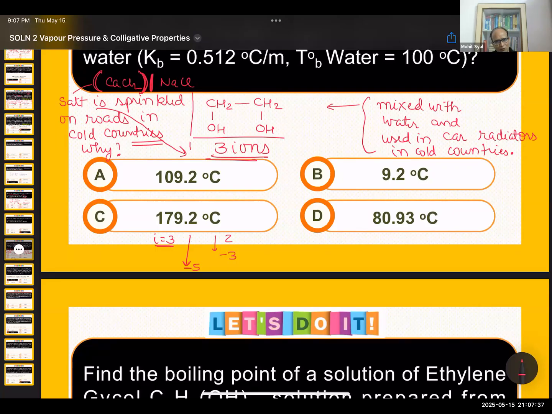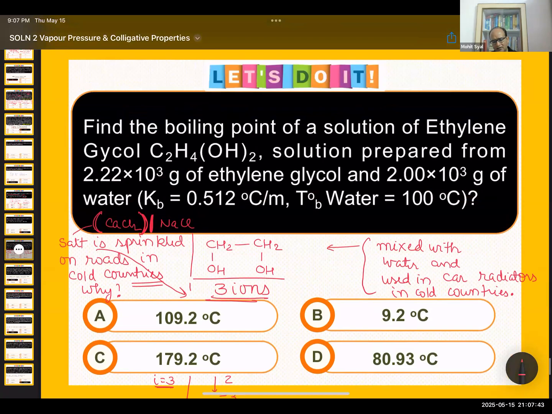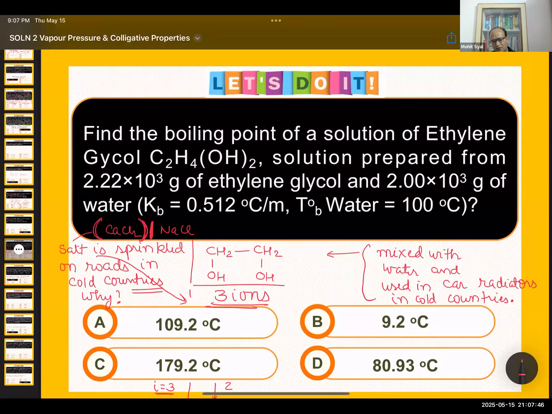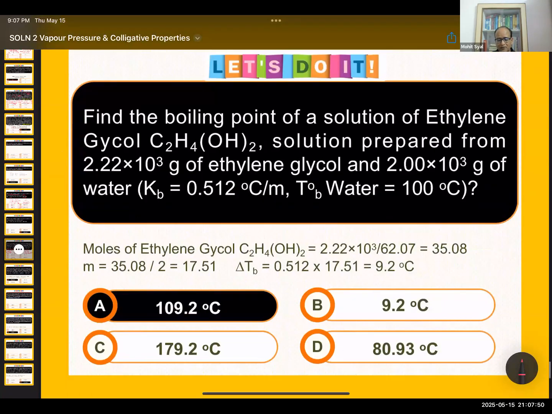Okay, so these are theoretical questions which you can expect in your board examinations. I hope all of you have written this question. I will tell the answer directly because this is just the same.